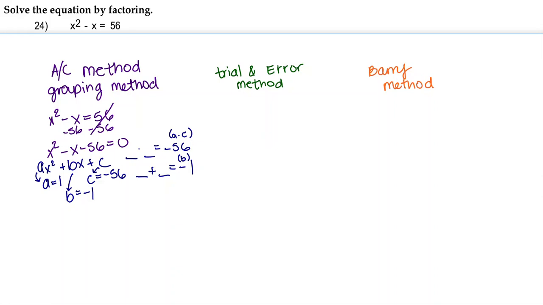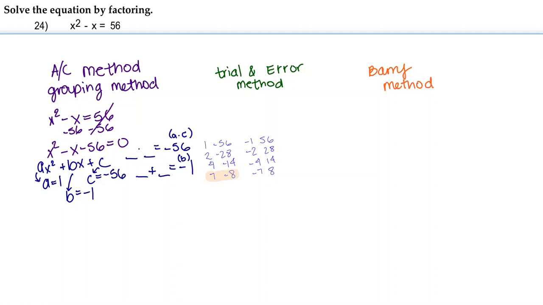In order to find the appropriate values, we first look at the factors of negative 56. So we have 1 and negative 56, 2 and negative 28, 4 and negative 14, and then 7 and negative 8. We also have the factors with the negative going the other way: negative 1 and positive 56, negative 2 and positive 28, negative 4 and positive 14, and negative 7 and 8. Out of all those factors, we're looking for the pair that also adds up to negative 1. That's going to be the 7 and the negative 8.